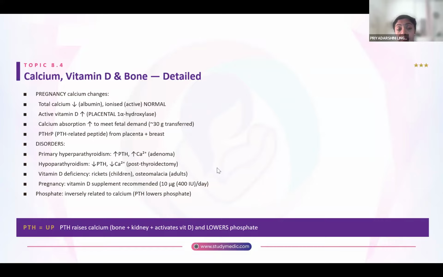Now coming to vitamin D deficiency. Now vitamin D deficiency, in children it is rickets, in adults it is osteomalacia.